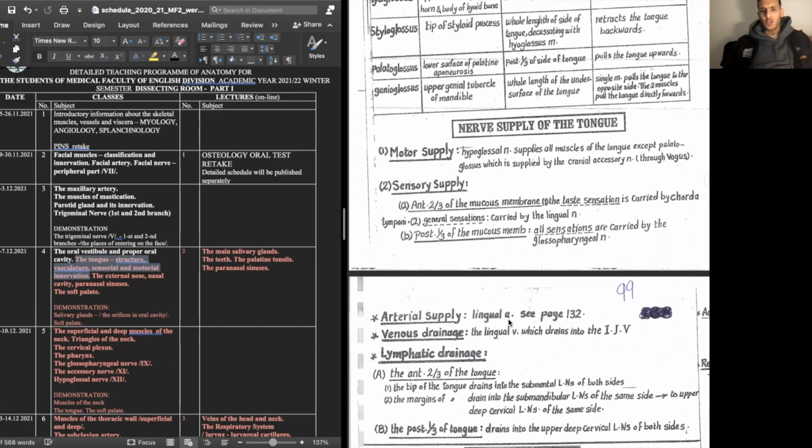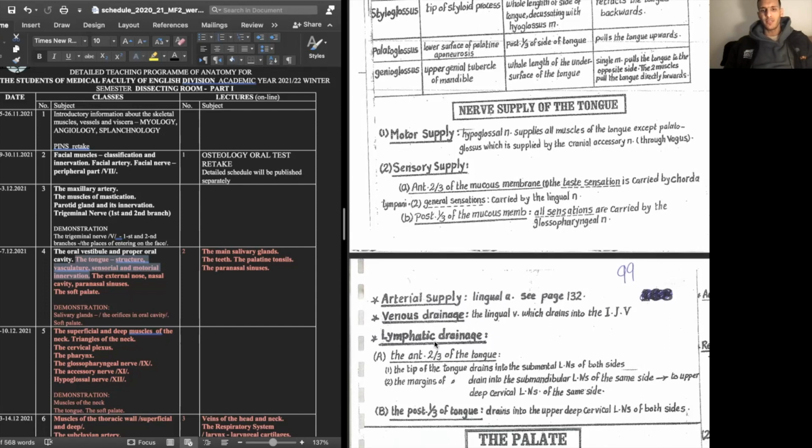Arterial supply, lingual artery. Of course, everything related to the tongue is almost always called lingual. So lingual artery, venous drainage, lingual vein. I don't really care about the lymphatic. I didn't study it, but if you want to, go ahead. And it's right there. Tongue done.